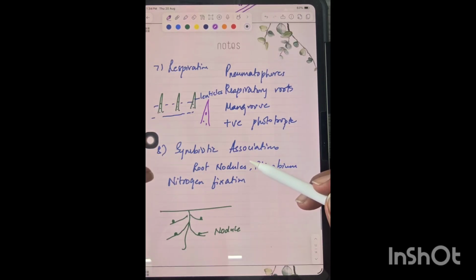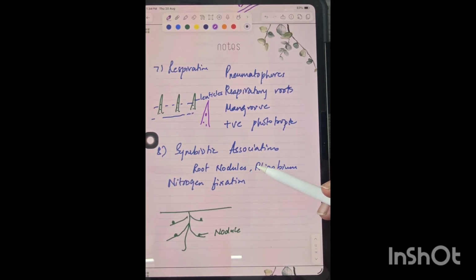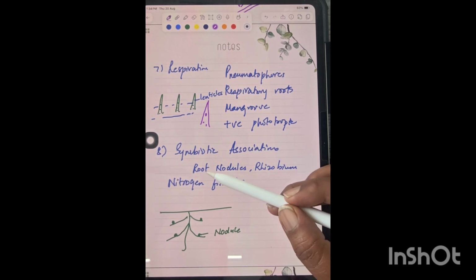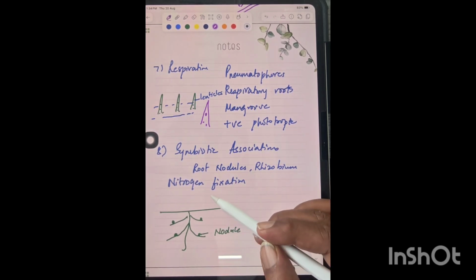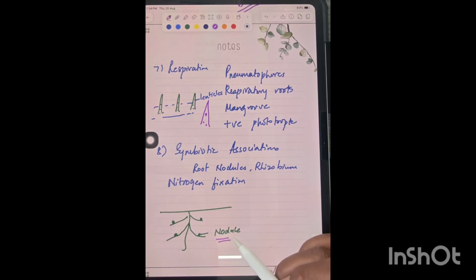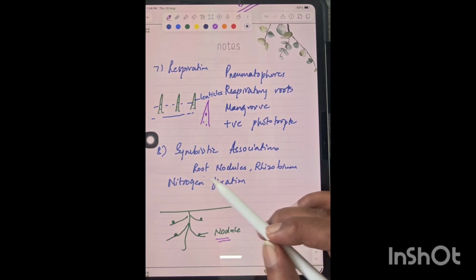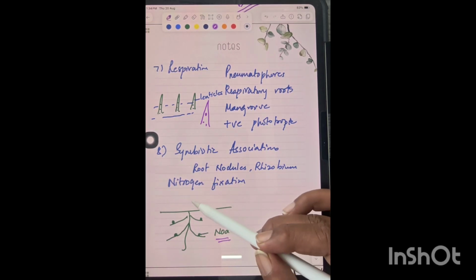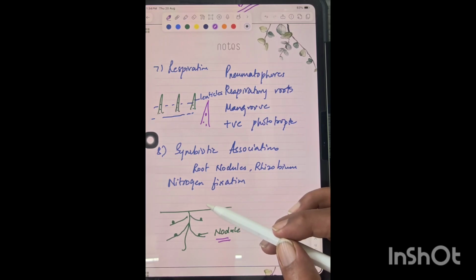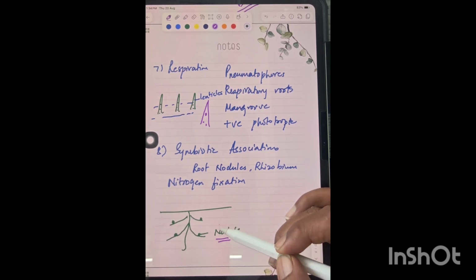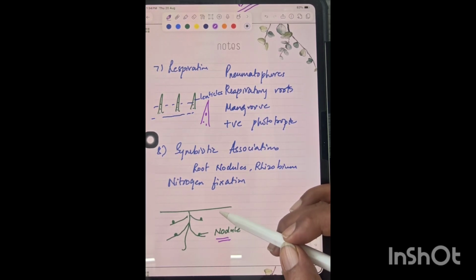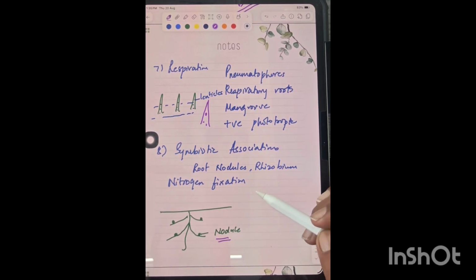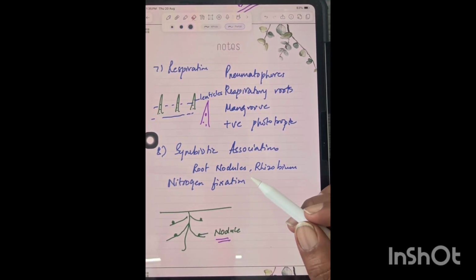And the next character is symbiotic association. In some roots you will find nodule-like structures, and these are called root nodules, having the rhizobium, which helps for the fixation of nitrogen from the soil. And again it is a kind of symbiotic association between the roots and the rhizobium. So these are the basic characters and functions of the roots.